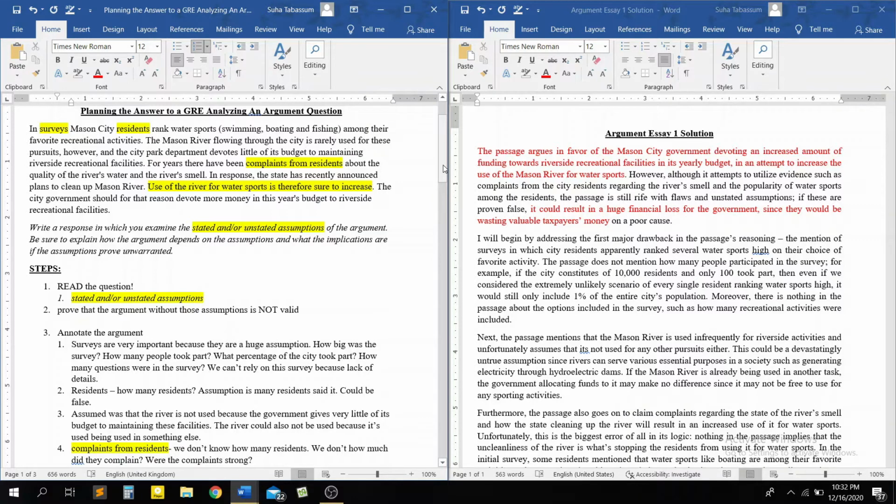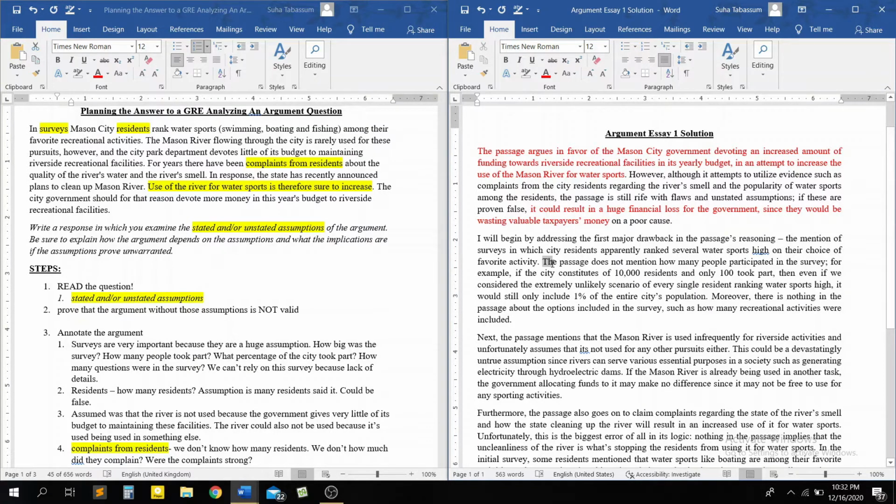None of this was mentioned. And this point turned into my first body paragraph. If you quickly read through this, you'll see that everything I've written here in note form is basically expanded here into this body paragraph. So this is the main part here.